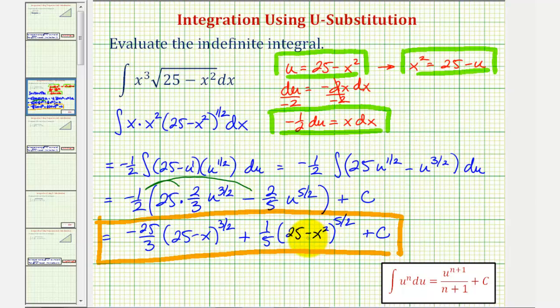So notice how by performing this u-substitution, the problem is actually much shorter and cleaner than using trig substitution.